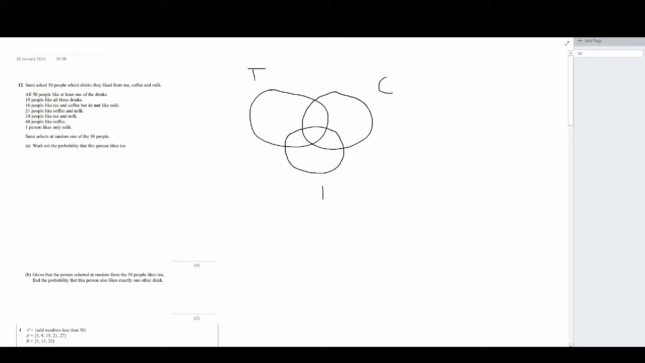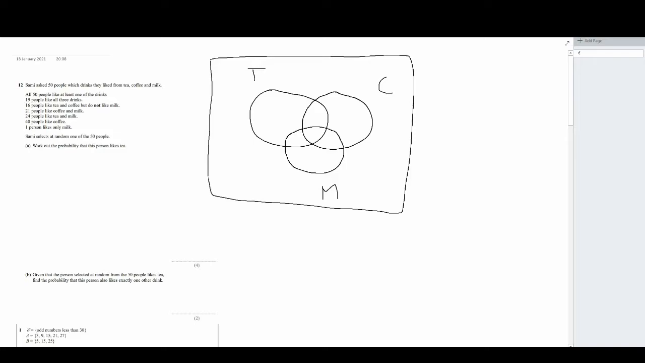So T for tea, C for coffee, and milk, M. All 50 people like at least one of the three drinks, so we know that all 50 are going to be inside these three circles. 19 people like all three drinks. So where would you start putting this 19? I would put it right there. It's the first piece of information they give you, so it should be the first one you deal with. However, with these kinds of questions with a Venn diagram, it works best if you start in the middle, because then you can work outwards. And you'll see what I mean later.